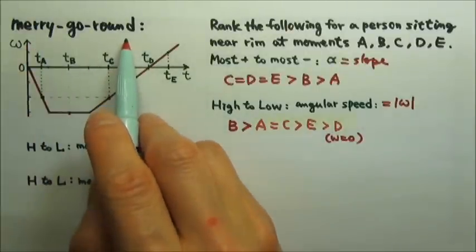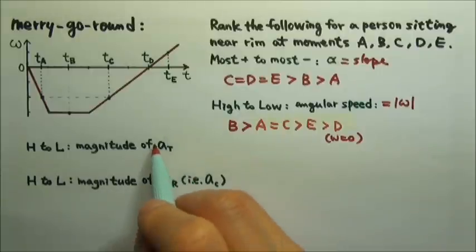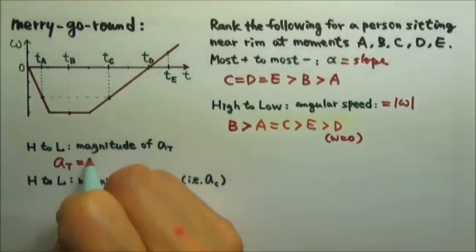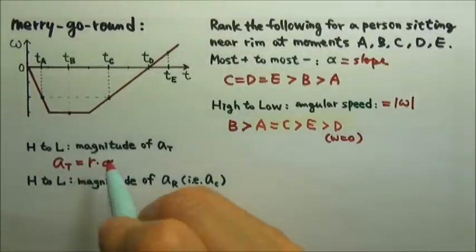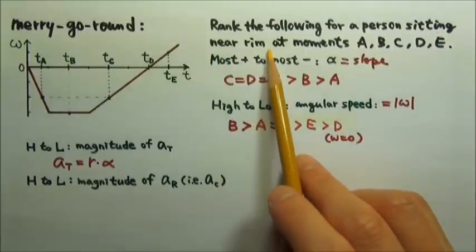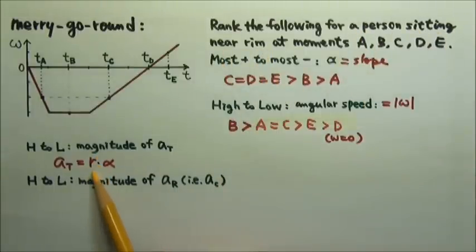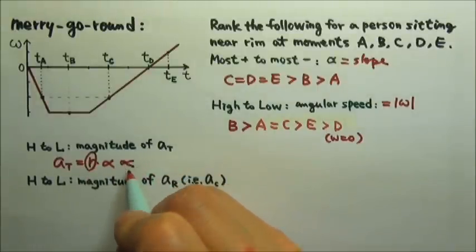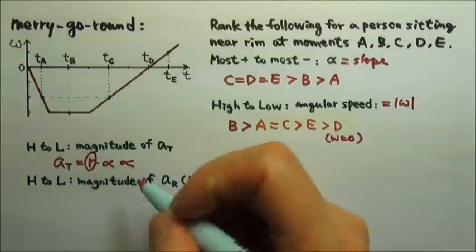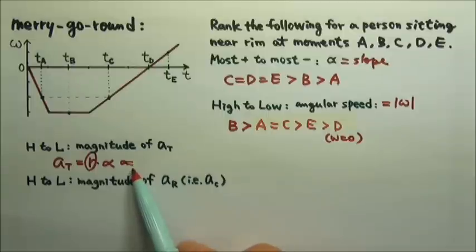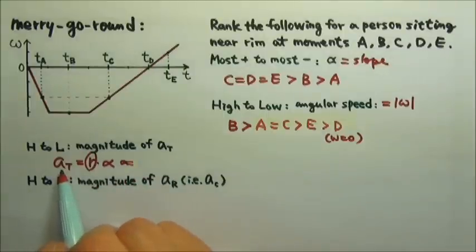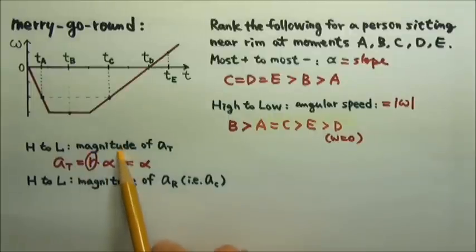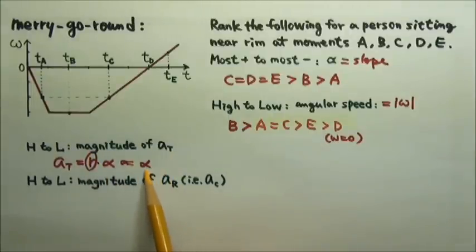The merry-go-round rotates about a fixed axis, so the tangential acceleration equals r times alpha. The person is sitting near the rim of the merry-go-round, so r is a constant. That means the tangential acceleration is proportional to alpha. This is a proportional sign, not alpha. So to compare the magnitude of the tangential acceleration, we just have to compare the magnitude of the angular acceleration.